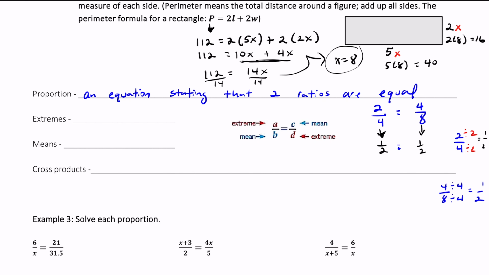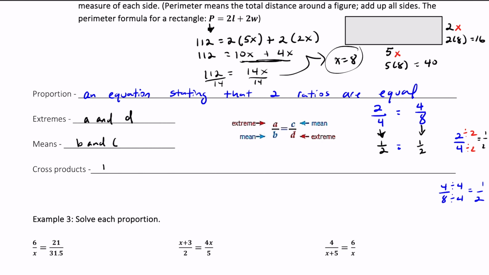Before we do that, we need to define what the means and the extremes are. I'm looking at this picture here. We have A divided by B, which is equal to C divided by D. So here in blue, these are the means. So B and C are the means. And then these two things here in red are the extremes. So that's A and D.